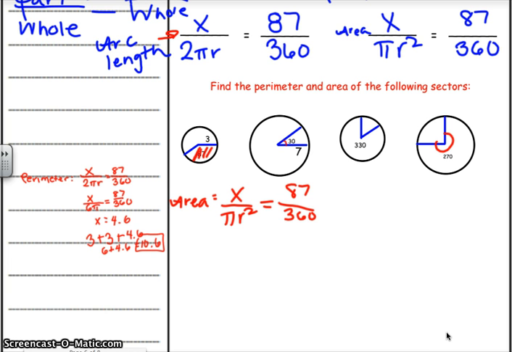Now I know r is 3, so 3 squared is 9. So this turns into x over 9 pi equals 87 over 360. And now I just start multiplying. 87 times 9, I hit my pi symbol, and then I divide by 360, and that gives me 6.8, and I'm done. I know that I'm done because it's not perimeter. I'm not done if it's perimeter, but if it's area, I'm done.